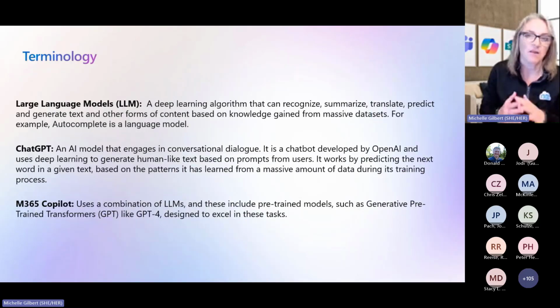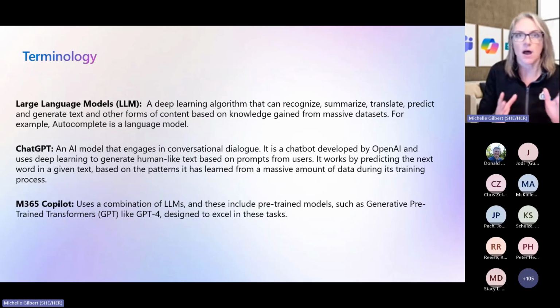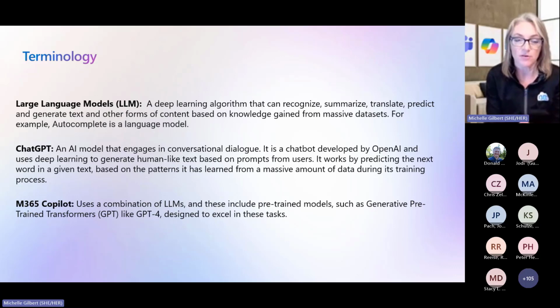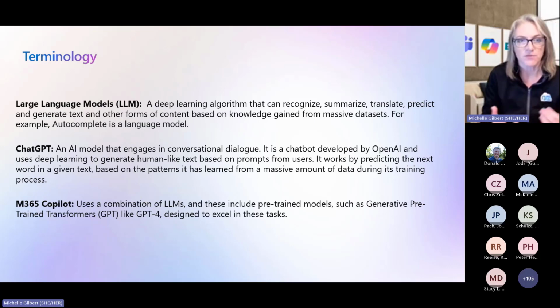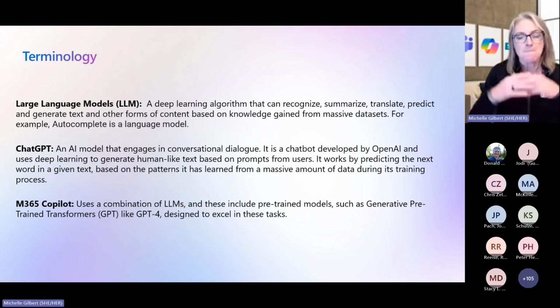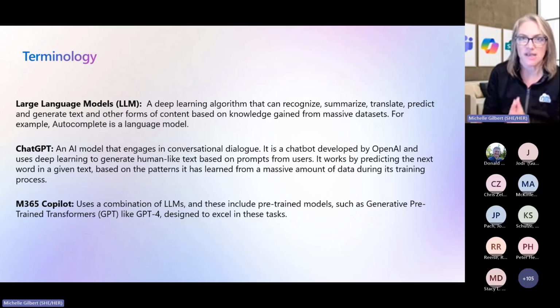So here's some terminology. I love to level set on what are the terminology out there that we need to know about. The first one is large language models. This is a deep learning algorithm that can recognize, summarize, translate, predict, generate, and other forms of content based on knowledge gained by massive data sets. Every organization has them. Just thinking of our personal use of our mobile device and texting, one example is autocomplete. That is a large language model. It's trying to predict what you might say next. That is a part of a large language model.